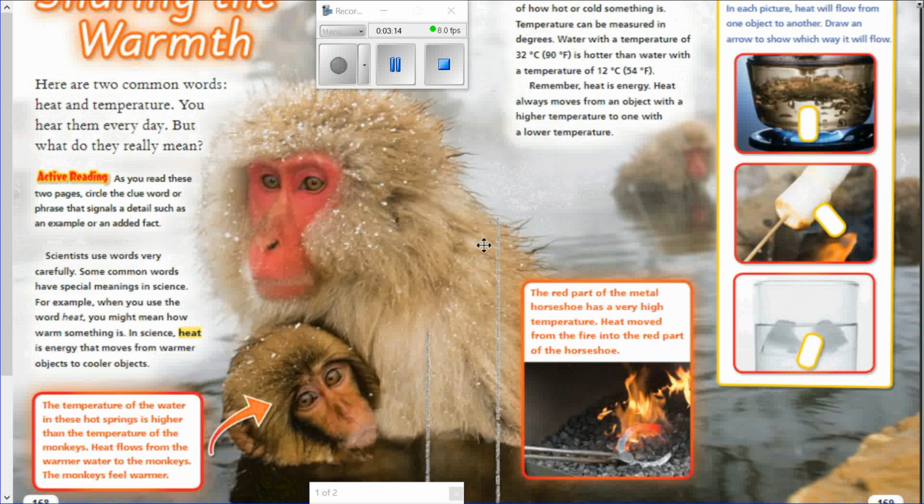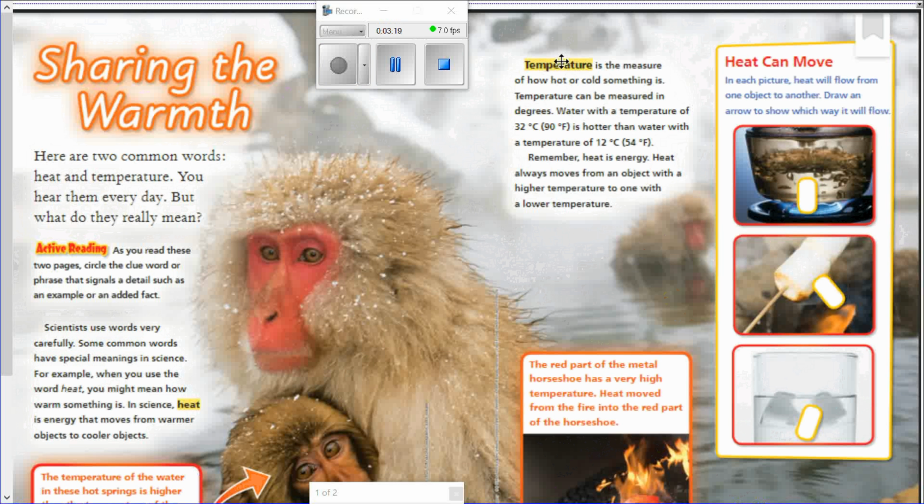Temperature. Notice another bold word here. That means we can find it in the glossary. Temperature is the measure of how hot or cold something is. Temperature can be measured in degrees. Water with a temperature of 32 degrees Celsius, which is 90 degrees Fahrenheit, is hotter than water with a temperature of 12 degrees Celsius, which is 54 degrees Fahrenheit.